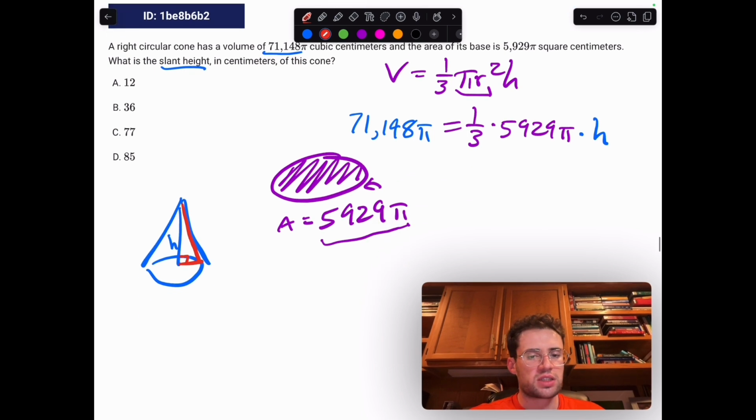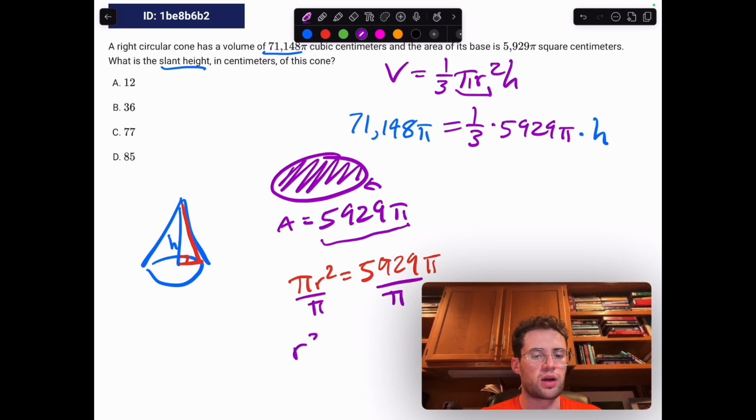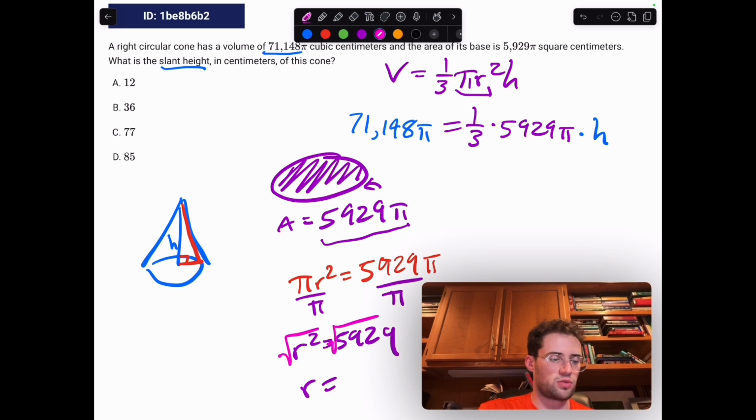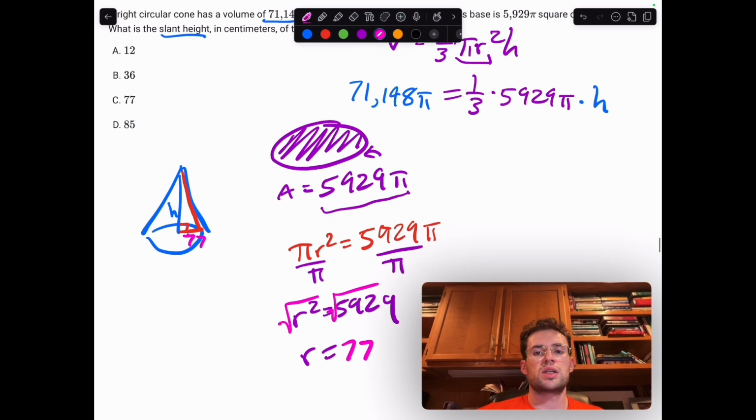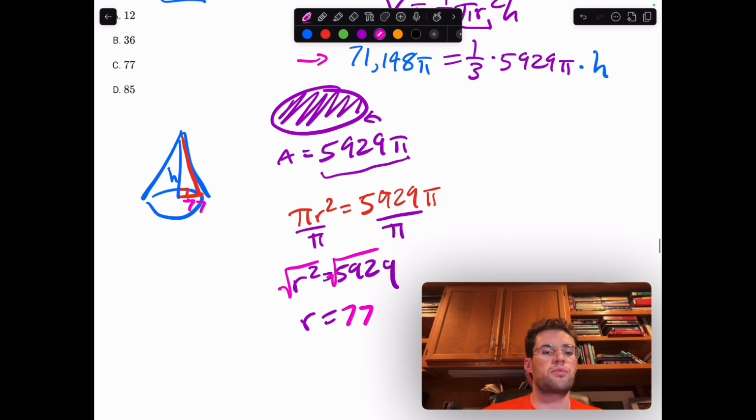So to find the radius, we know that pi r squared is equal to 5929 pi. So you can divide both sides by pi. That leaves us with r squared is equal to 5929. So to find r, you just do the square root of both sides. Square root of 5929 is 77. So our radius will be 77. We can use this up here to find the height. And then once we have both of those, we can find this slant height. That's what they're looking for.